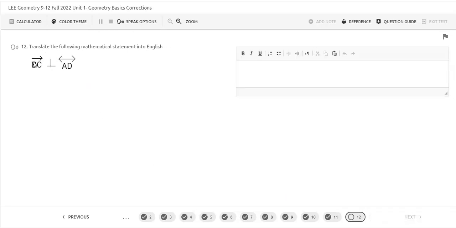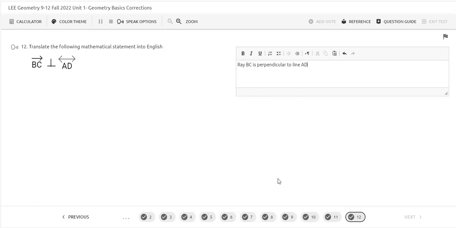On this one, we have ray BC is perpendicular to line AD. If you had ray BC and line AD, then I gave you partial credit. If you had perpendicular in there, I gave you full credit as long as you had BC and AD. I actually did give a lot of leeway on this one as well.